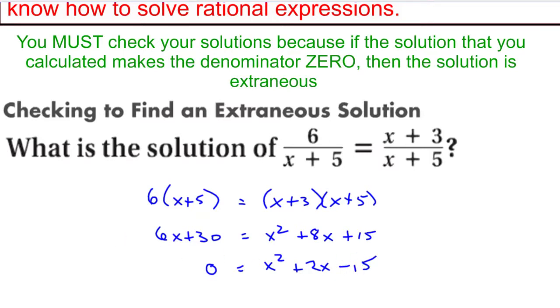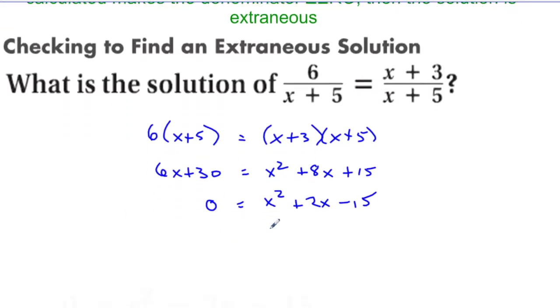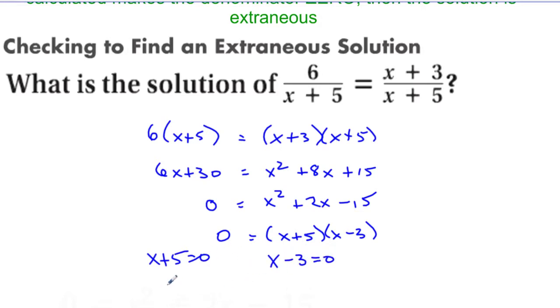Okay, so to solve this, we know that we factor. So this is going to factor into x plus 5 and x minus 3, okay, equals 0. And then we can set each of these factors equal to 0 and get our answers. So the one possibility is that x plus 5 equals 0. And the other possibility is that x minus 3 equals 0. So my first factor yields an answer of negative 5, and my second factor yields an answer of positive 3.